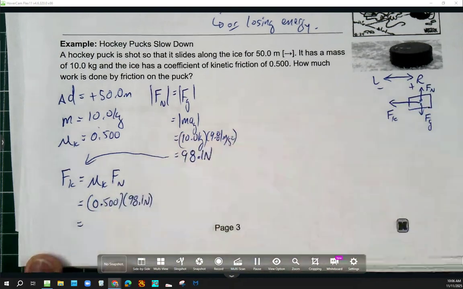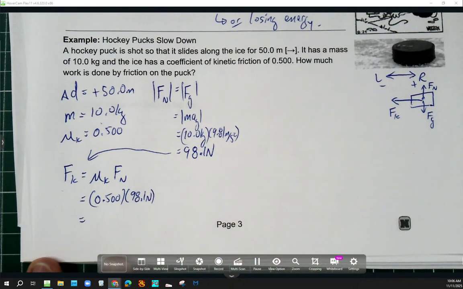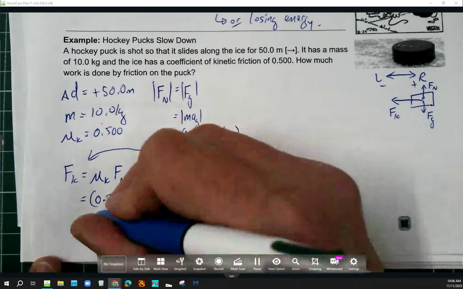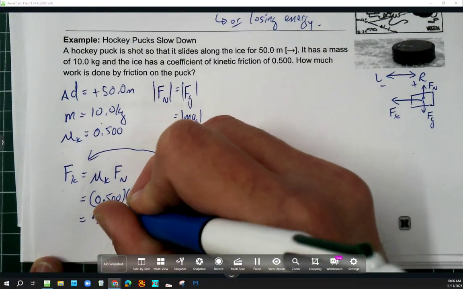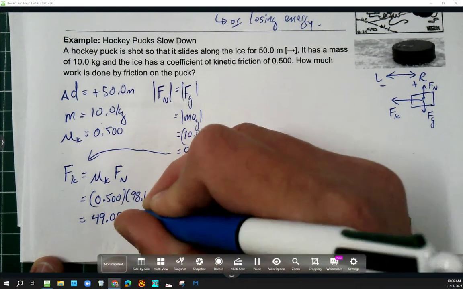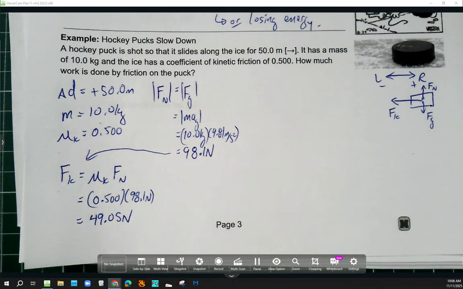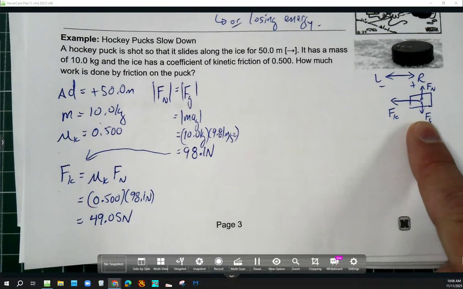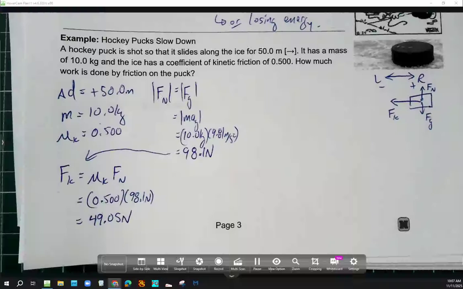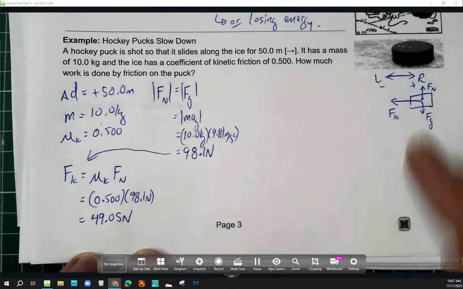Can anybody do that math again? I kept the numbers round. What's half of 98.1? 49.05, yeah. Now that's going to be the magnitude of the friction force, for sure. I know my free body diagram tells me that it's to the left, right? So it might be a negative direction if I was thinking about reference frames.